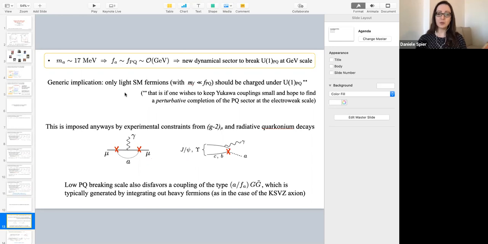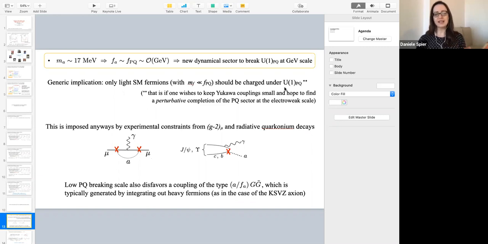If PQ symmetry is broken at the GeV scale, then the only fermions that you should really be charging under PQ symmetry are the light fermions. And that's because any fermion you charge under PQ symmetry should only have its mass generated after PQ symmetry is broken. And so the implication from this is that really only the light fermions should be charged under PQ.